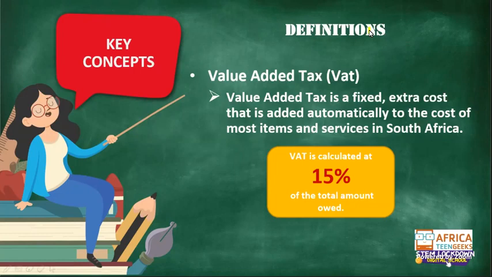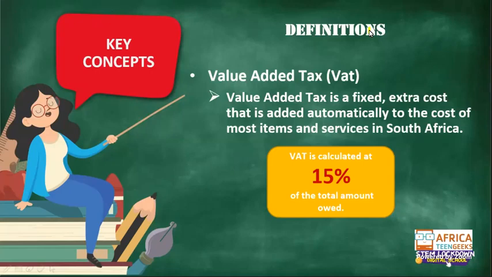And like we saw yesterday, there are some items and services that are exempt from VAT. There we go, that's a very nice one. A fixed amount of money that is added to certain items. Very good. That's very nice, Ntabo. So yes, our VAT is calculated at 15% of the total amount owed.